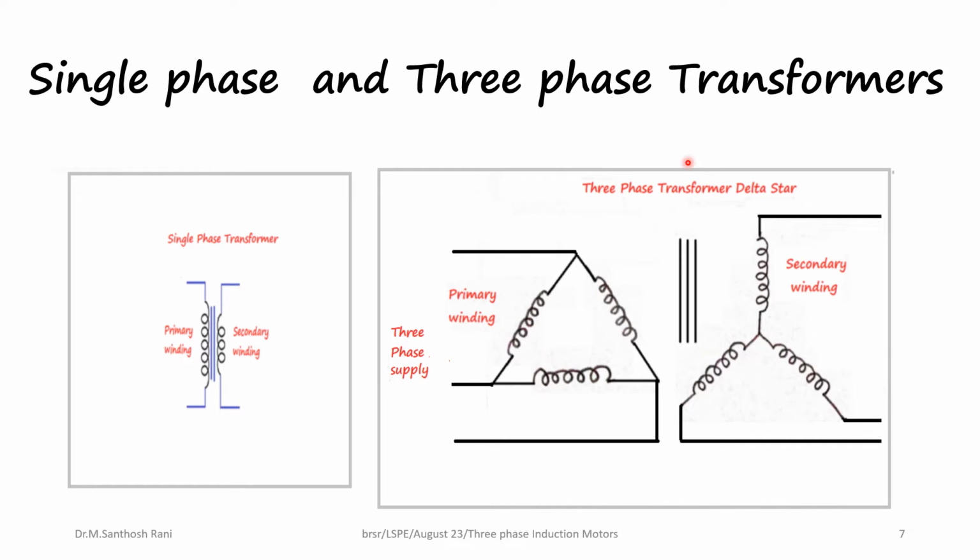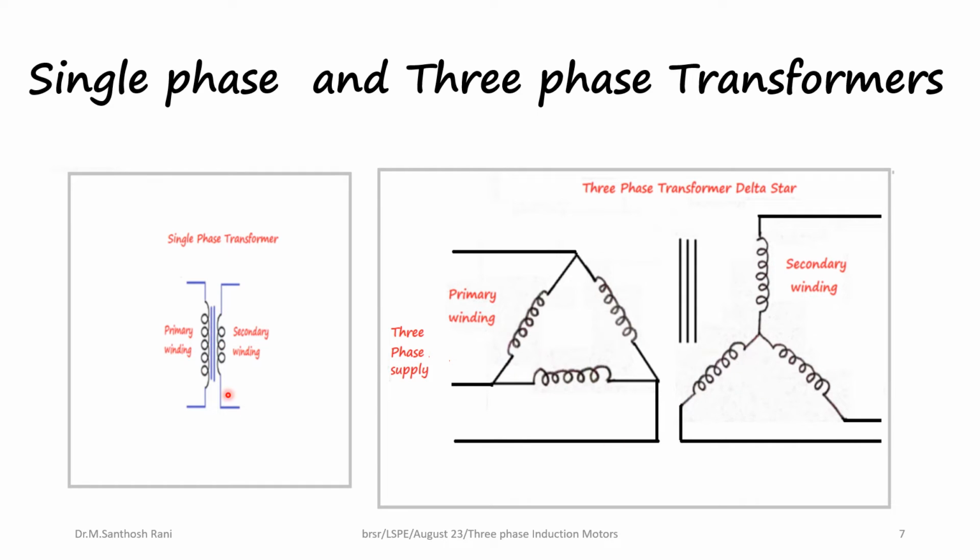also you have primary as well as secondary windings. In a single phase transformer there is just one coil in the primary and one coil in the secondary, but in the case of a three phase transformer, three coils are present in the primary, three coils are present in the secondary. They are connected based on the need, either as delta connection or star connection.